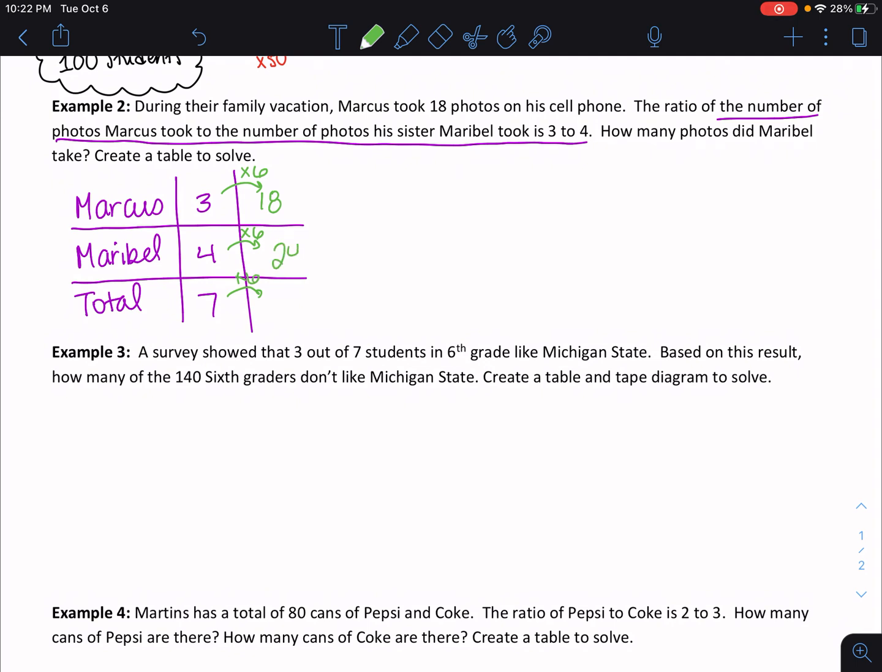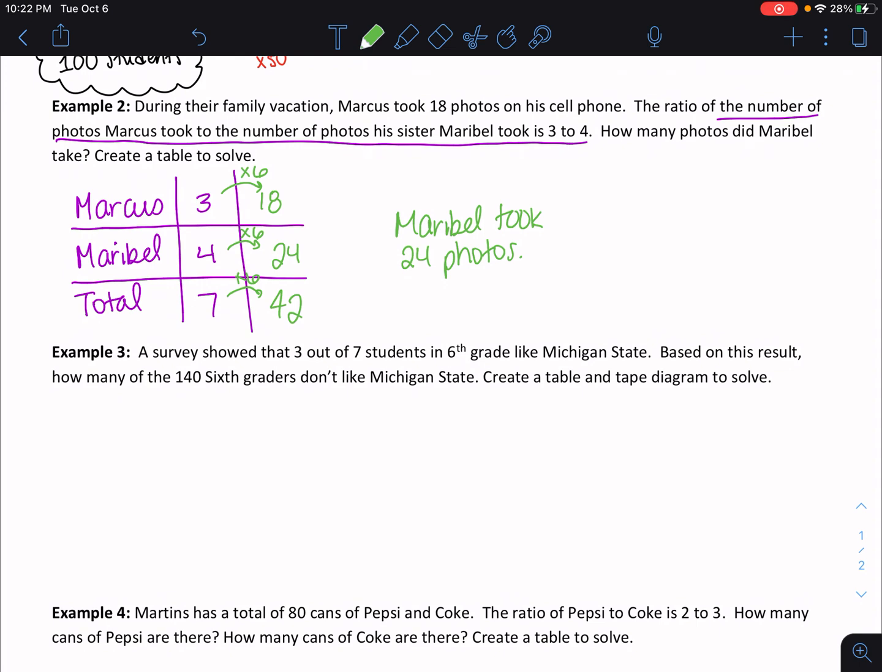So 24 and 42. Easy way to check to make sure that this total is right is that 18 plus 24 is 42. So Maribel took 24 photos. We've already done a bunch of these as tape diagrams, so I'm not going to do another tape diagram here. But on the part to whole relationships, I will do the tape diagram.